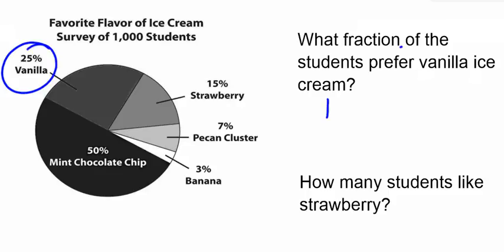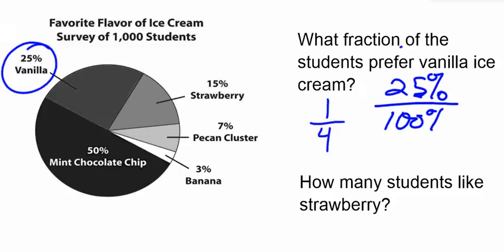So we know that 25% is the same as 1/4. If you don't know that, you could take 25%, that's a weird looking 5, over 100%, and then you can reduce that fraction, and you would get to 1/4. So we have that idea.